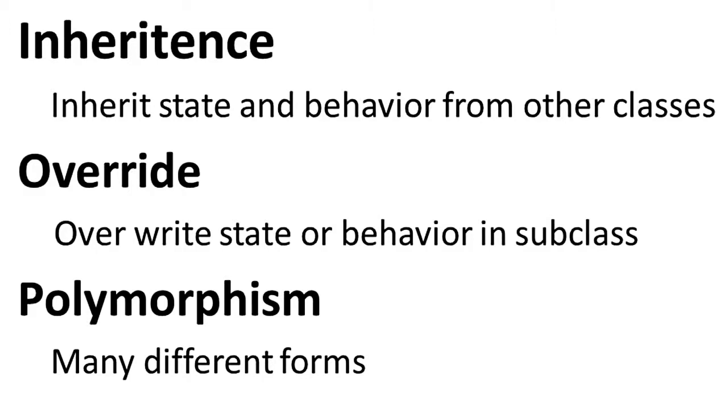Okay, in this tutorial we are going to discuss a few constructs of object-oriented programming. The first one is inheritance. Inheritance basically inherits the state and the behavior from other classes. Overriding is overwriting the state or the behavior in the subclass. Polymorphism, as the name specifies, is taking many different forms. Let's take an example and understand these concepts.